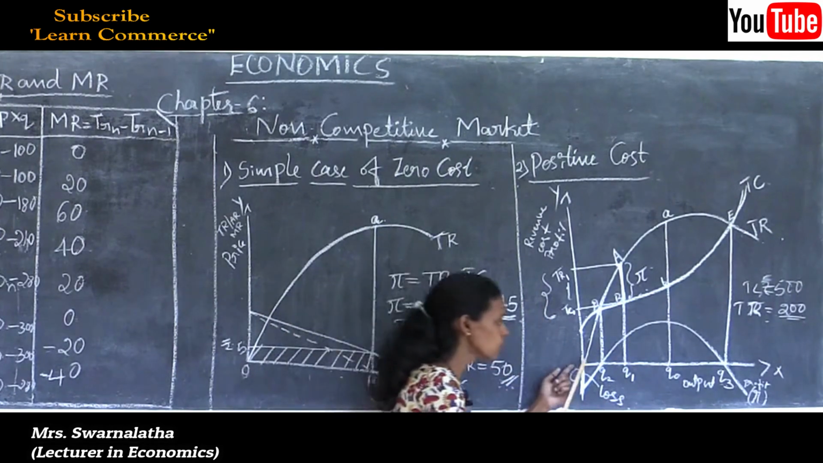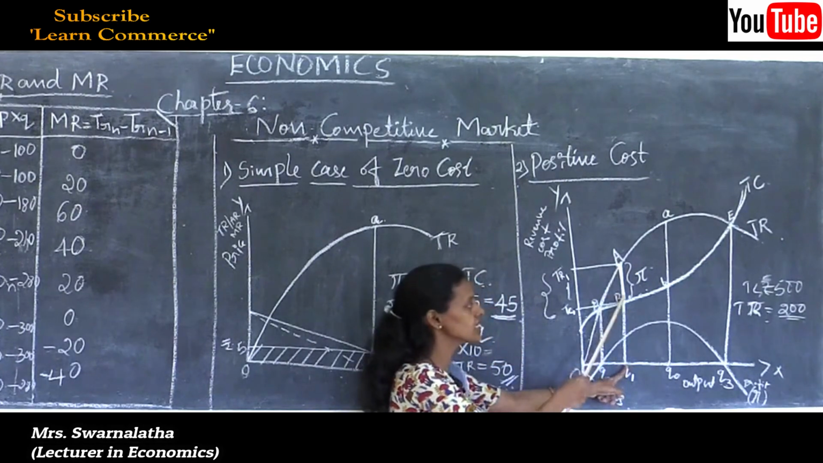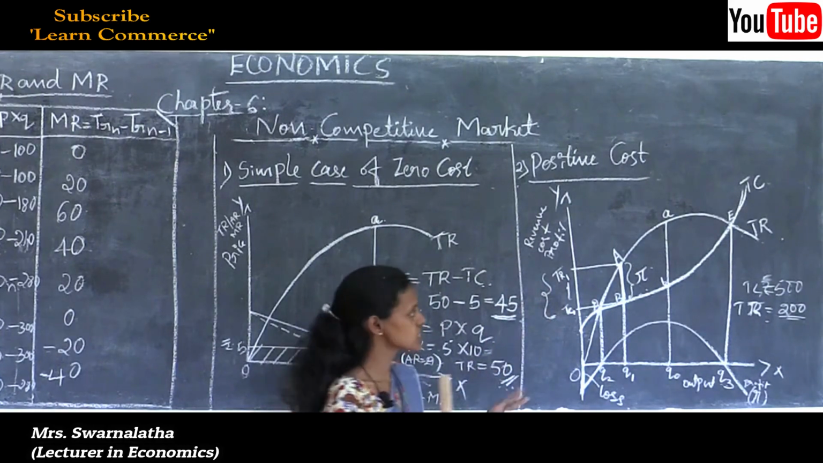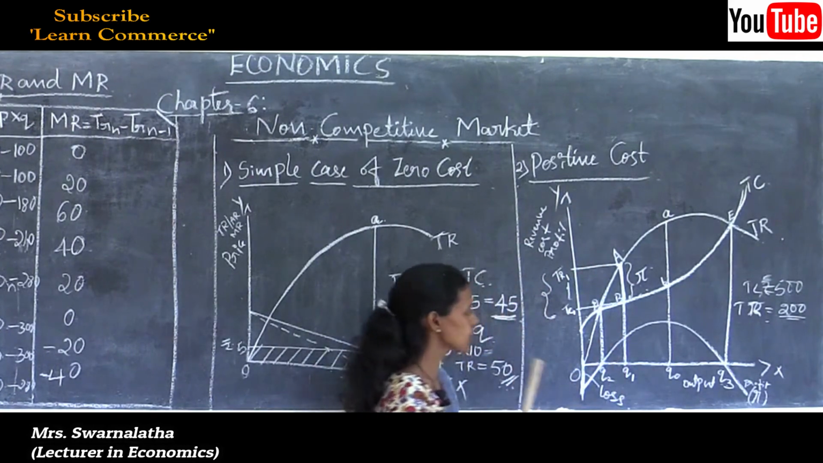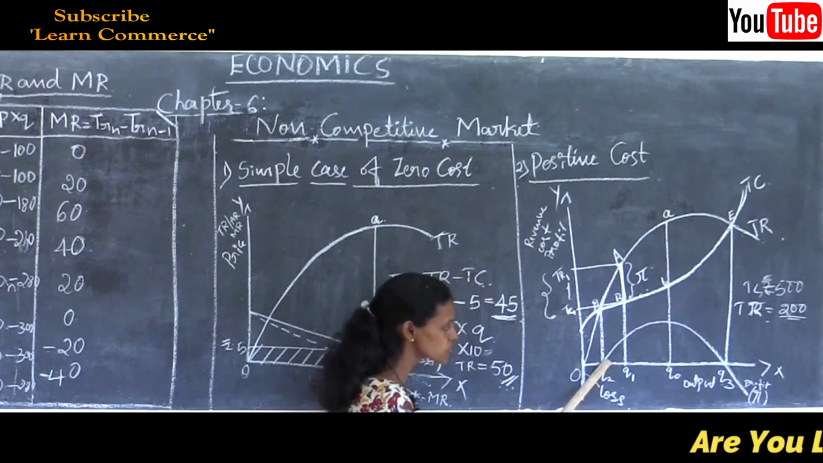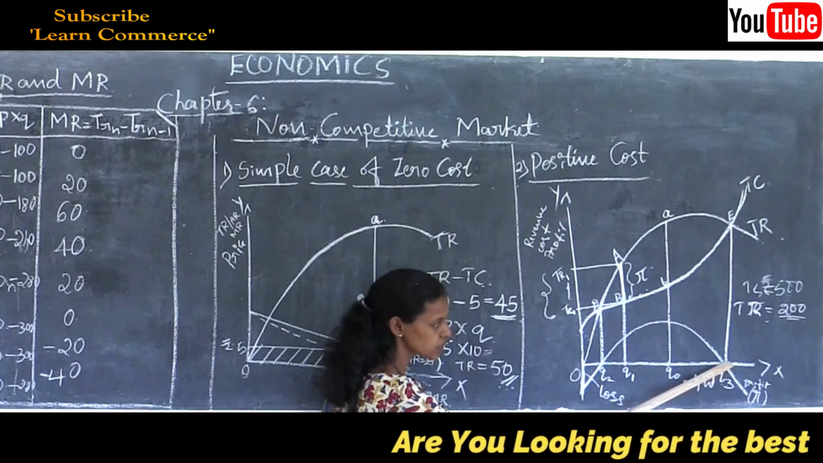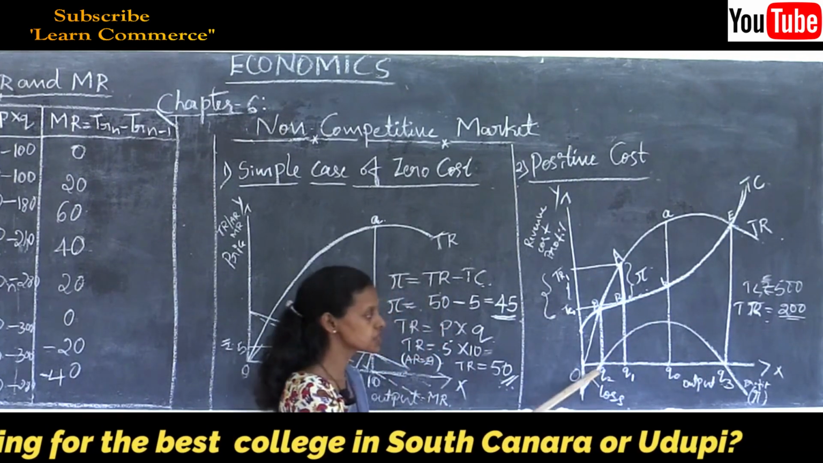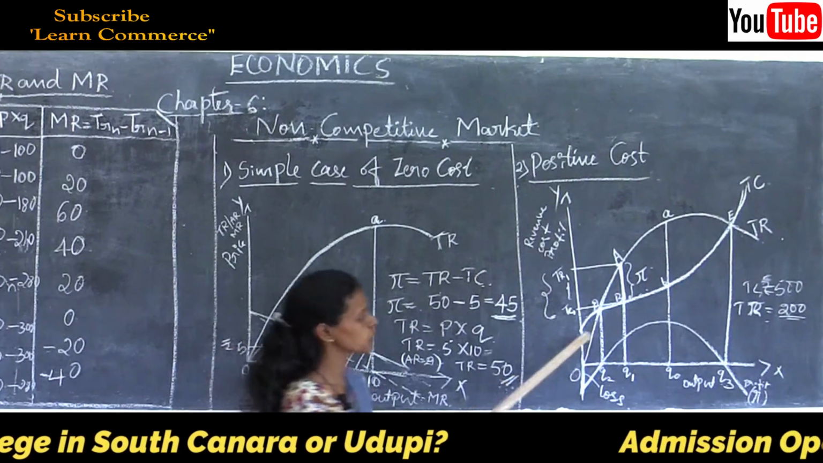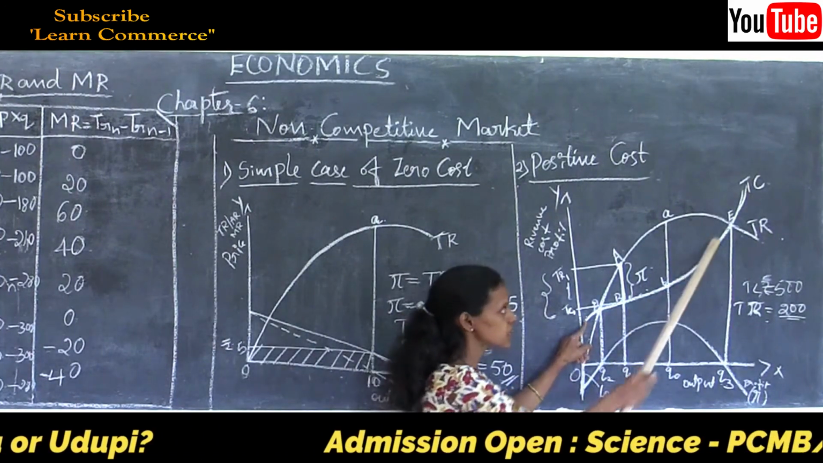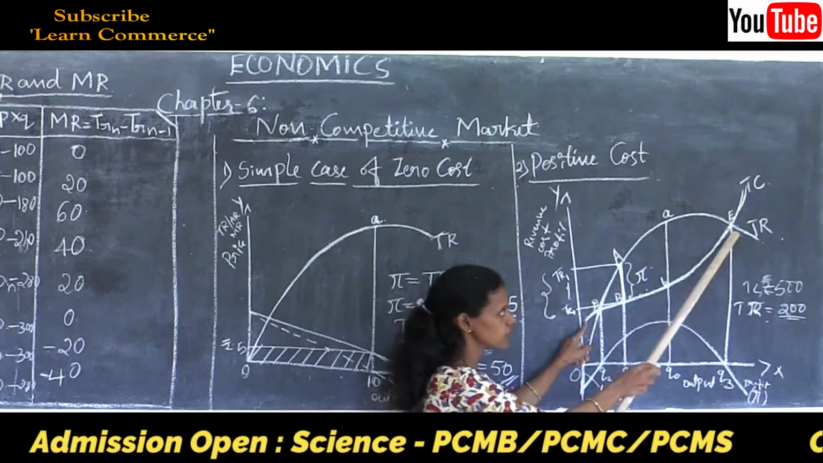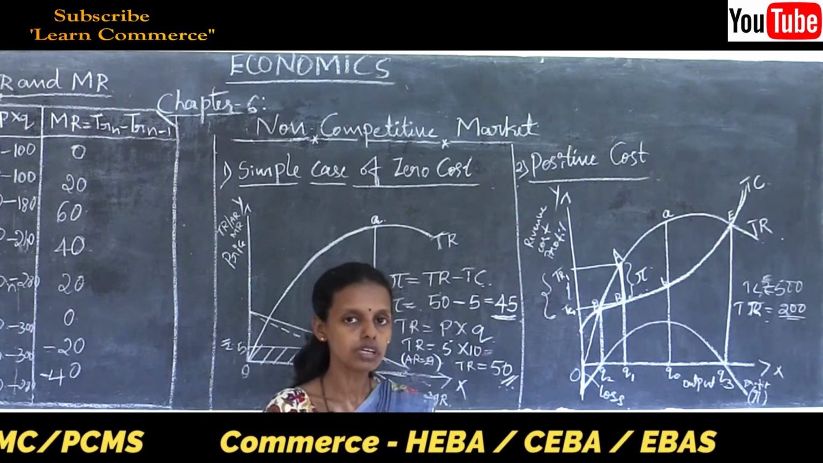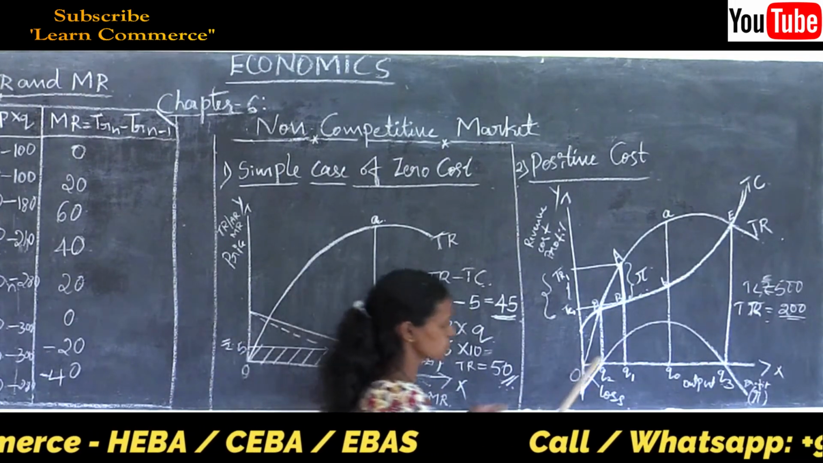So only at the OQ1 level of output, AB is a profit line. The vertical distance shows total revenue minus total cost. That is, AB is a profit line. Profit goes on increasing afterwards, because till the OQ3 level of output, you can see profit, because here the total cost curve lies below the total revenue curve. It shows that total cost is less than total revenue. The firm is going to get the profit in this situation.